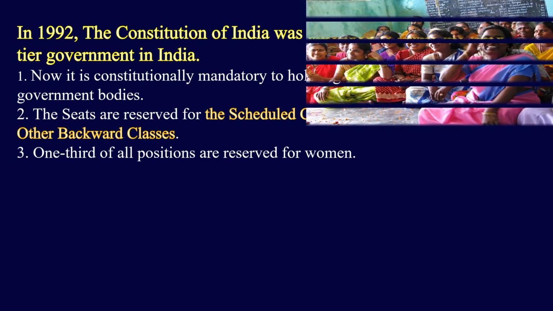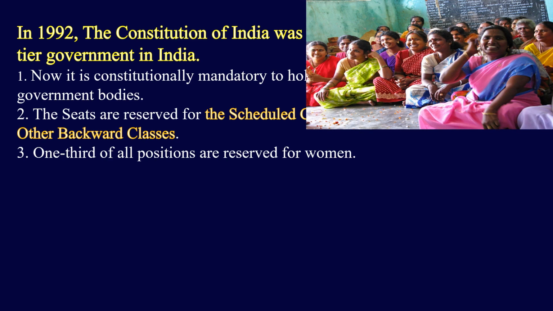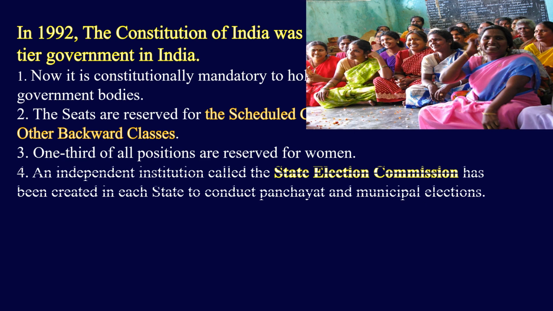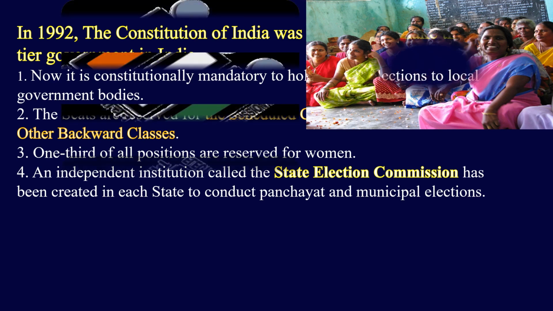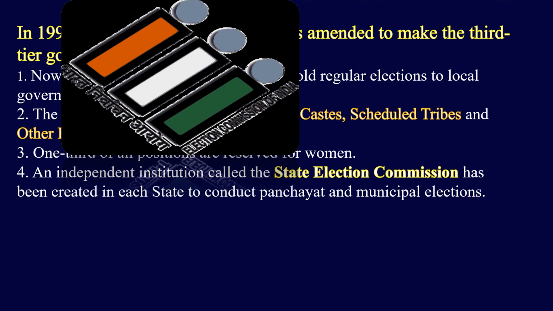And one-third of all positions are reserved for women, which means in some seats in local government bodies, only women candidates can take part in fighting elections, not men. And that is the reason that today we have more than 10 lakh women in our local government bodies. And the next change is that an independent institution called the State Election Commission has been created in each state to conduct panchayat and municipal elections. That means as we have the Election Commission of India for conducting general elections and state elections, the State Election Commission has been created in each state to conduct panchayat and municipal elections.